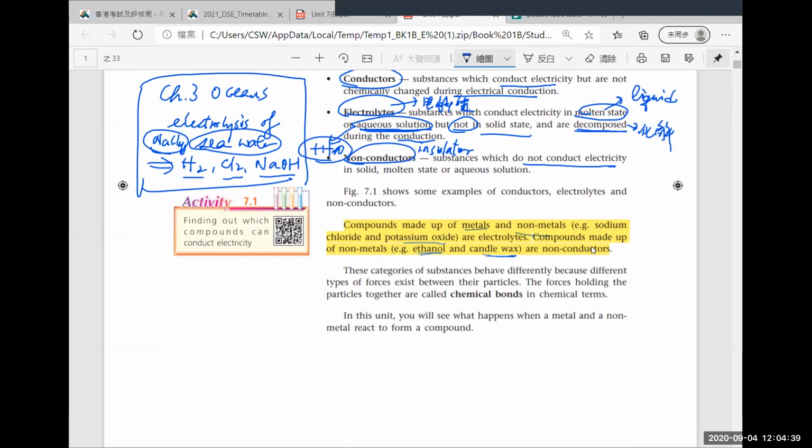So why was it like that? Because they behave very differently, because they have got different types of force. That different type of force we call a chemical bond. Chemical bond, 化學鍵. Whenever you see the word bond, it is something like attraction, a type of attraction. A strong attraction, we will call it a bond. In particular, it is a strong attraction. Can you get my point?